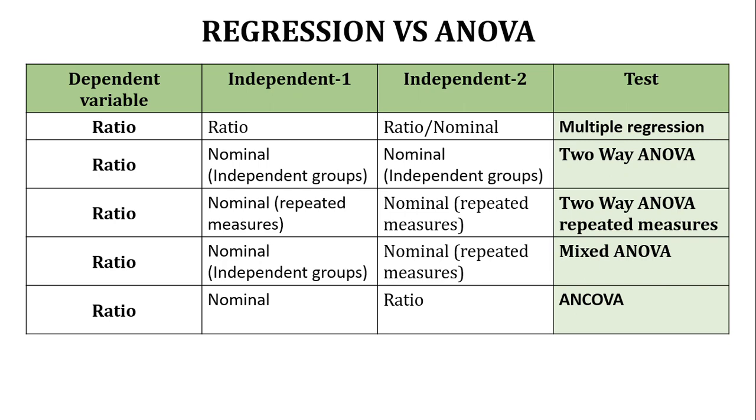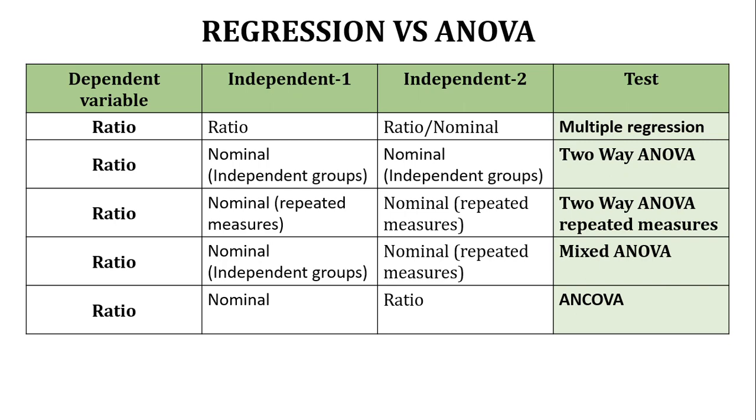If my dependent variable is ratio scale, the first independent variable is nominal and the second is again nominal but repeated measures, then I should use two-way ANOVA with repeated measures. If my dependent variable is ratio, the first independent variable is nominal, independent group, and the second is nominal repeated measures, then I should use mixed ANOVA. And finally, if the dependent variable is ratio, the first independent variable is nominal, and the second is ratio, then I should use ANCOVA.